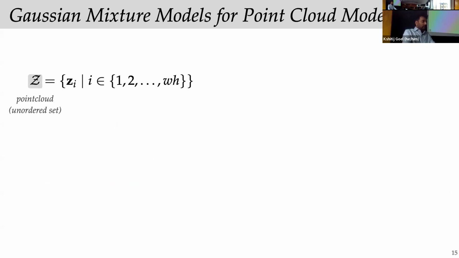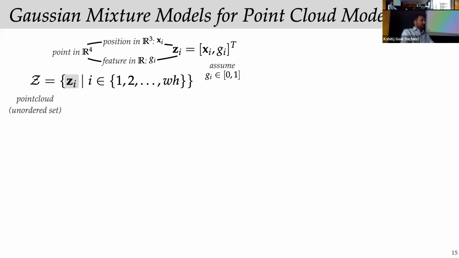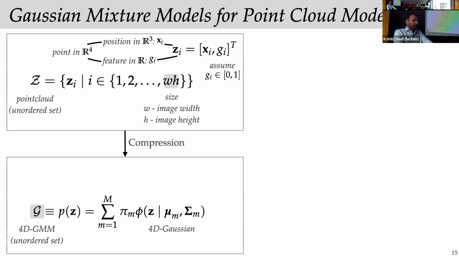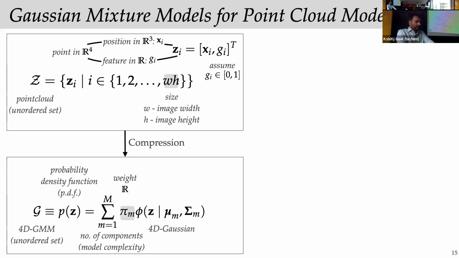We consider a point cloud to be an unordered set of points, and each point is in 4 dimensions. The first 3 dimensions are position, and the last dimension can be a feature. And this feature we assume to be normalized to a range of 0 to 1. The task is to compress the point cloud, Z, into a 4-dimensional Gaussian mixture model given by a probability density function containing m number of components, which is the model complexity for the GMM, weights, means, and covariances in the 4 dimensions.